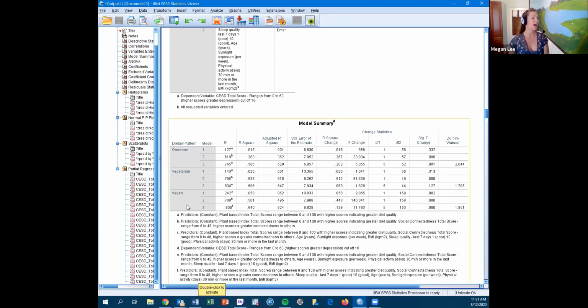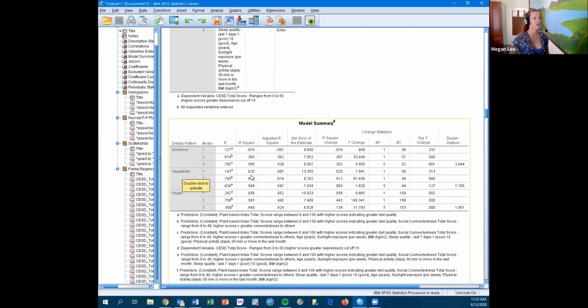And then when we add our other confounding variables, how much more does it add to the model? 20%. Yep, very good. And here's our measure of independent errors, our assumption. All of those are looking nice and around 2. So that is our independent errors assumption met for all of our diet types.